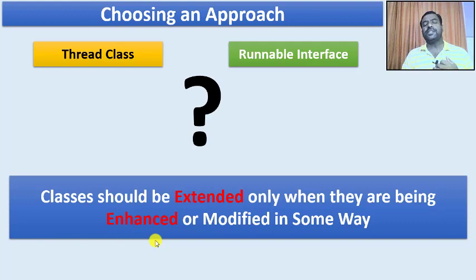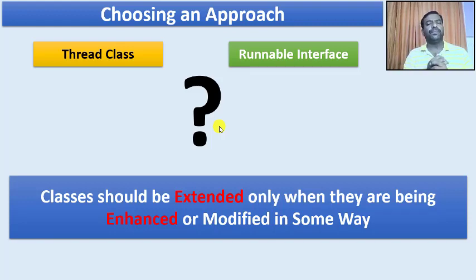Now, which is the best approach we are going to choose? We can create a thread using the Thread class, and we have a Runnable interface which we can implement. Now, which is the best one? This is the big question right now, because we have introduced both methods. So now we are in confusion. Which should I choose?